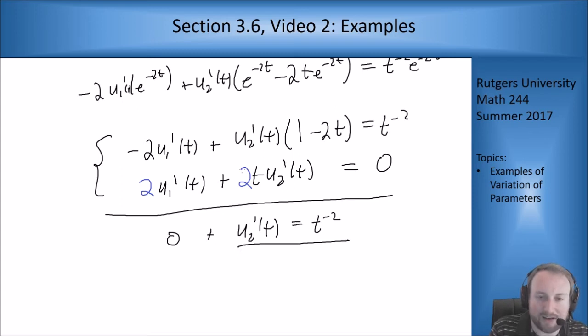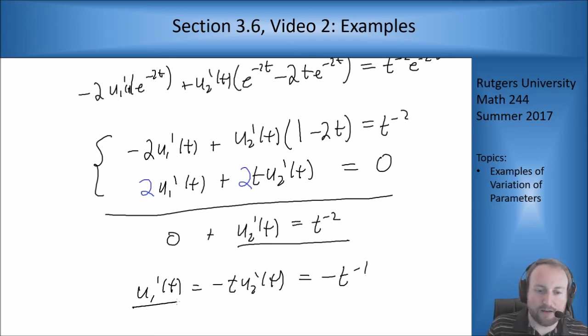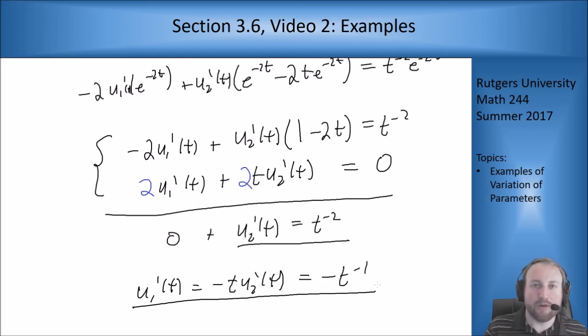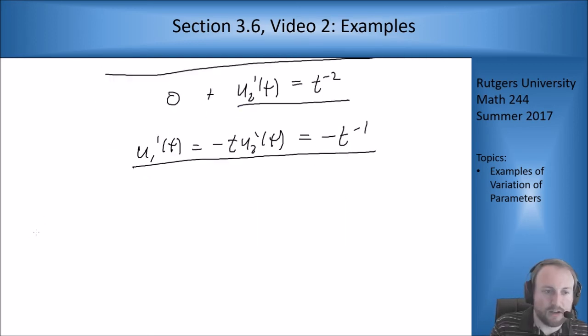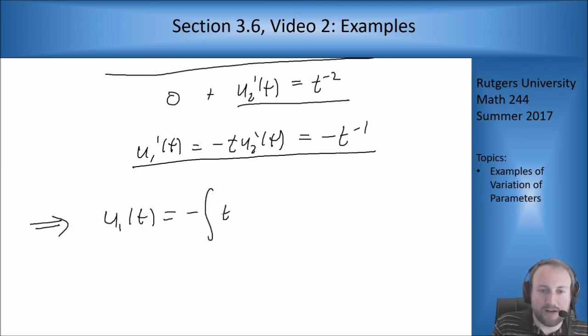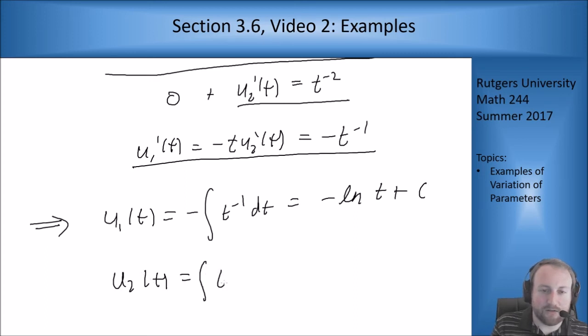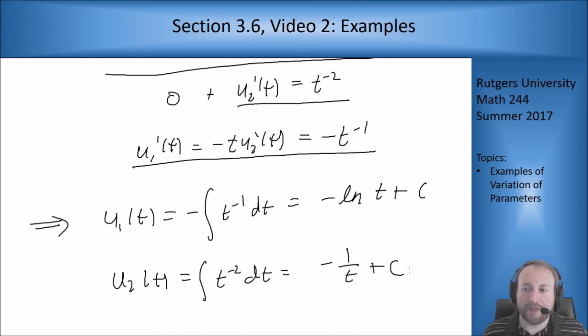And then if I plug that into the second equation down here, I see that u1 prime of t is going to be negative t u2 prime of t, which is now negative t to the minus 1. So now I have solved for u1 prime and u2 prime. Now I can integrate them both to solve for u1 and u2. So u1 of t is the negative integral of t to the minus 1 dt, which is negative log of t plus a constant. And u2 of t is the integral of t to the minus 2 dt, which is negative 1 over t plus a constant.